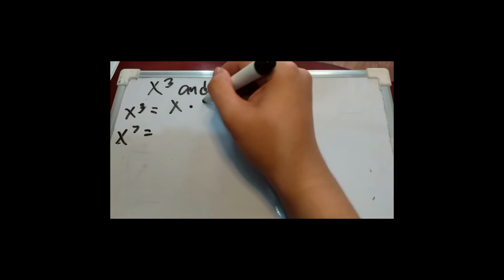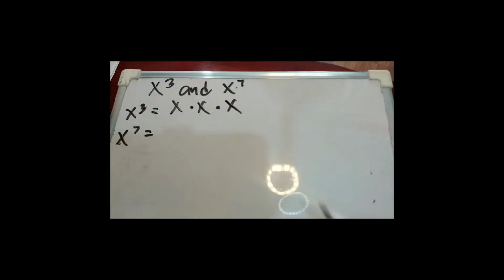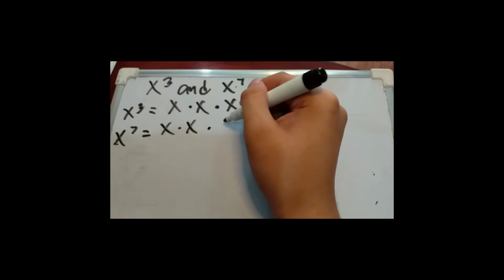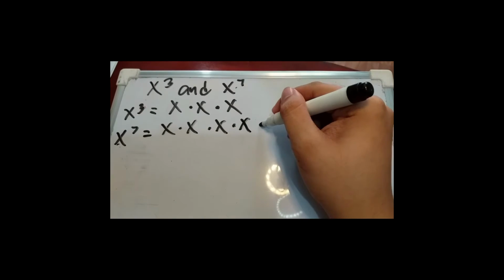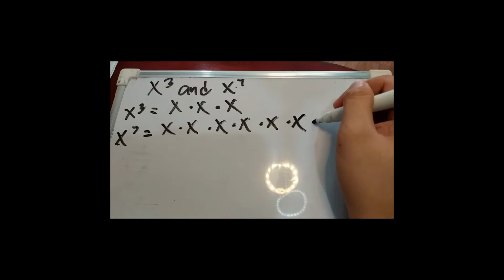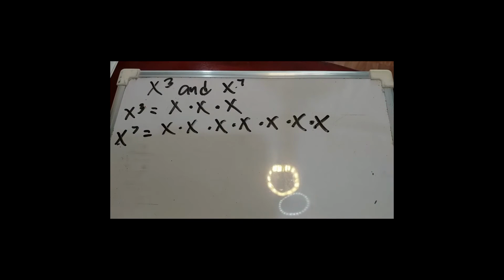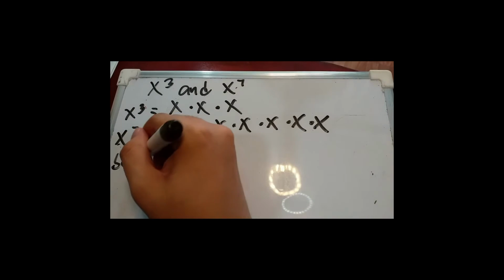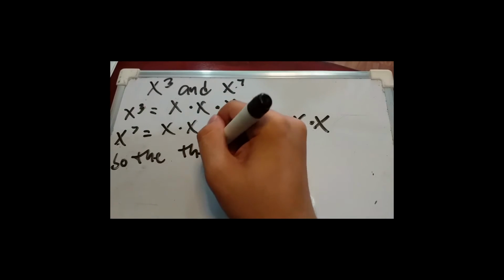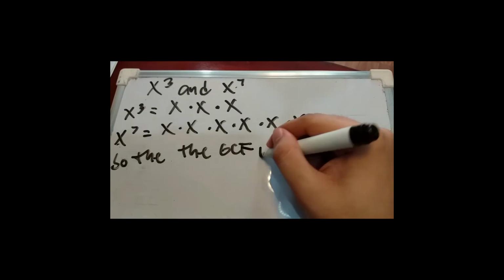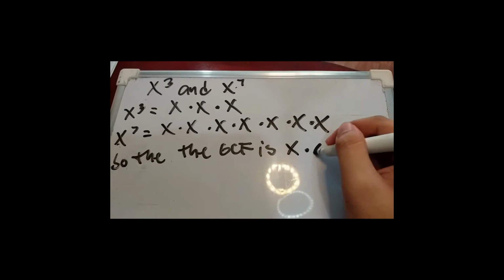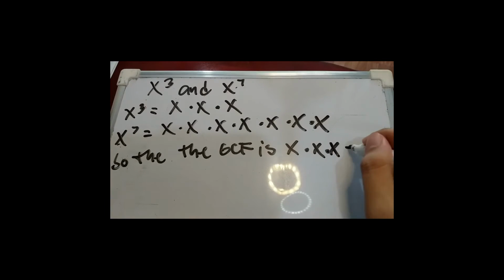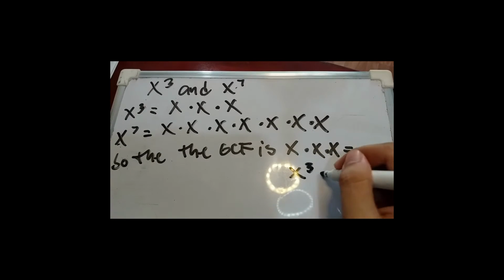The next example is x cubed and x raised to 7. x times x times x is equal to x cubed. x times x times x times x times x times x times x is equal to x raised to 7. So the GCF is x times x times x, equal to x cubed.